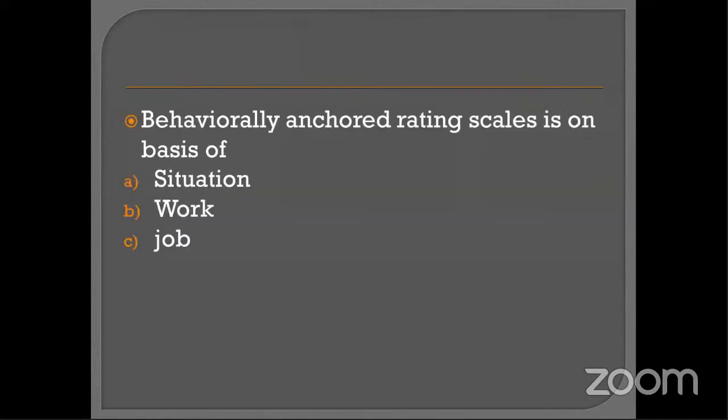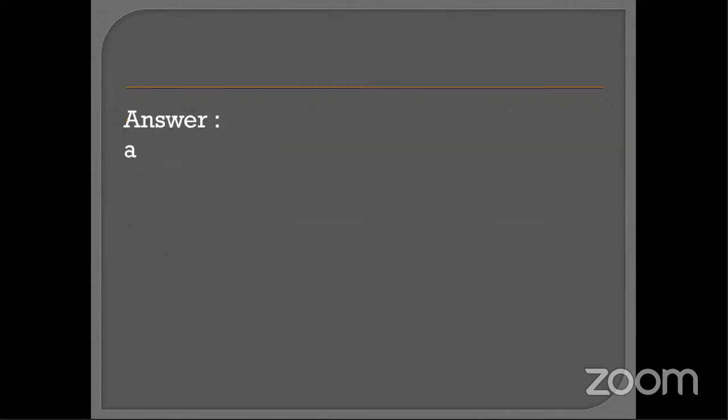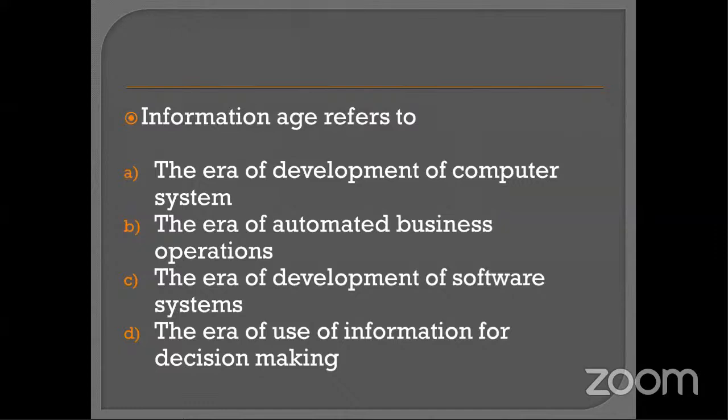A behaviorally anchored rating scale is on the basis of situation, work, job. Situation. Perfect. Information age refers to the era of development of computer system, era of automated business operations, era of development of software systems, or era of use of information for decision making. D. Yes, exactly. D. They use all the information for decision making.